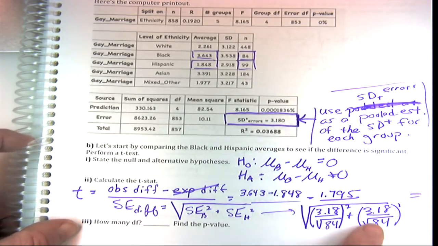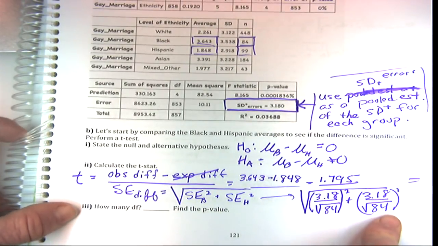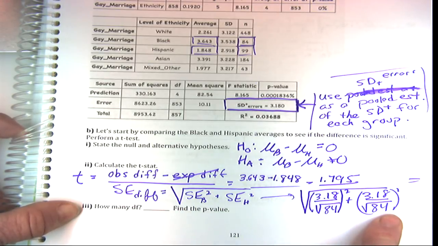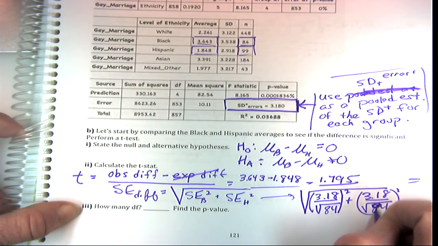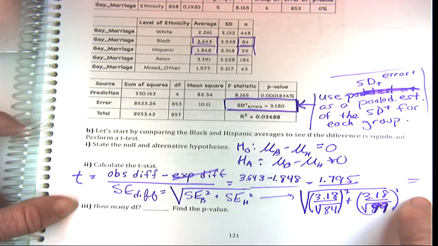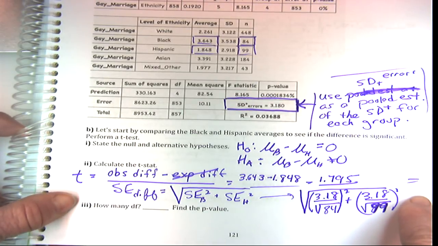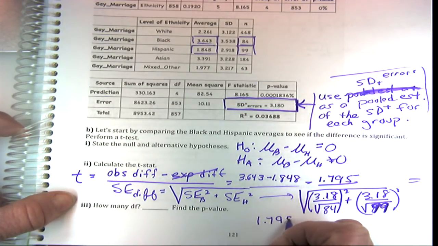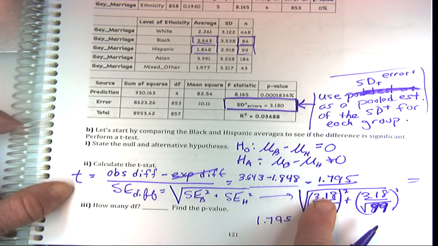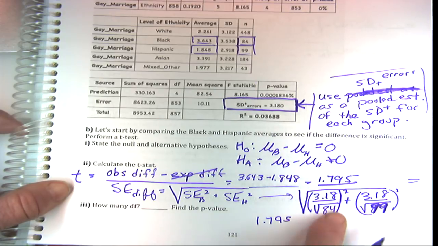You're going to like this because it makes the arithmetic so much easier. Now we can simplify that really well. Oops, look what I did. These are not both 84. I'll put this one 99. Sorry. That would make it very easy. All right, so now we're going to simplify this. The numerator is still 1.795.